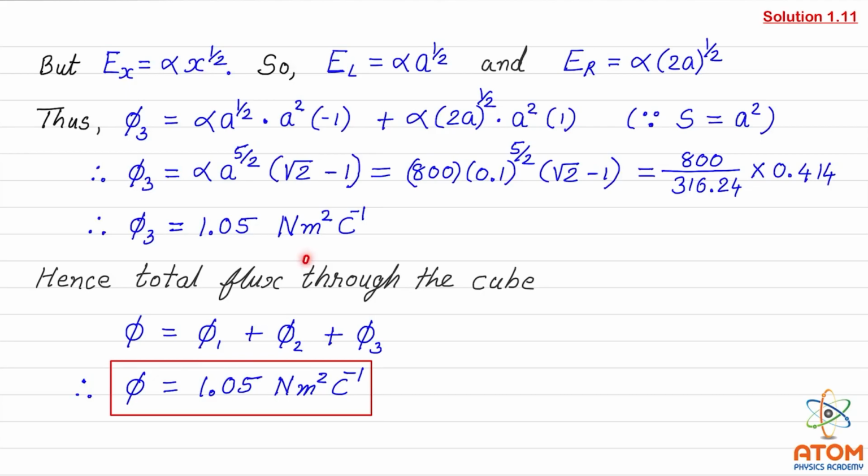Hence, the total flux through the cube will be equal to phi is equal to phi 1 plus phi 2 plus phi 3. But as we have seen that phi 1 and phi 2 are 0, that's why the remaining term of phi 3 will be 1.05 Newton meter square Coulomb inverse.